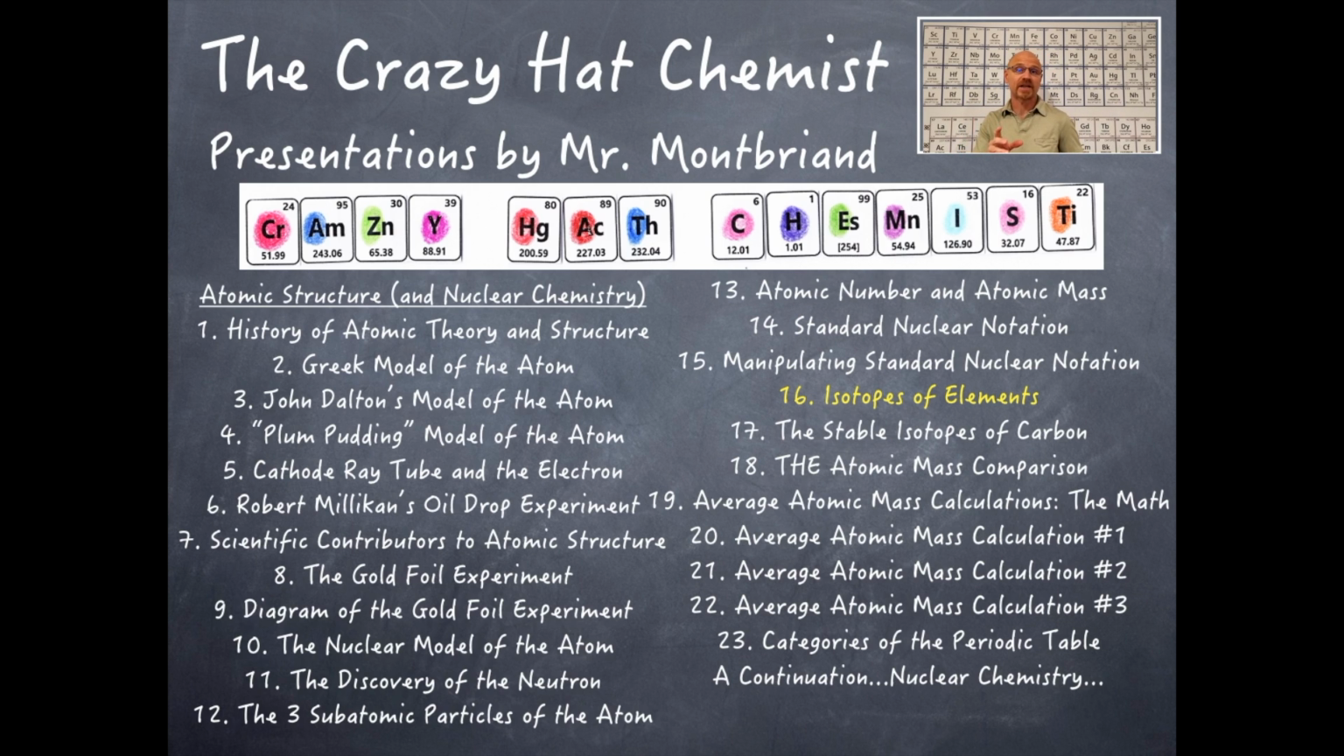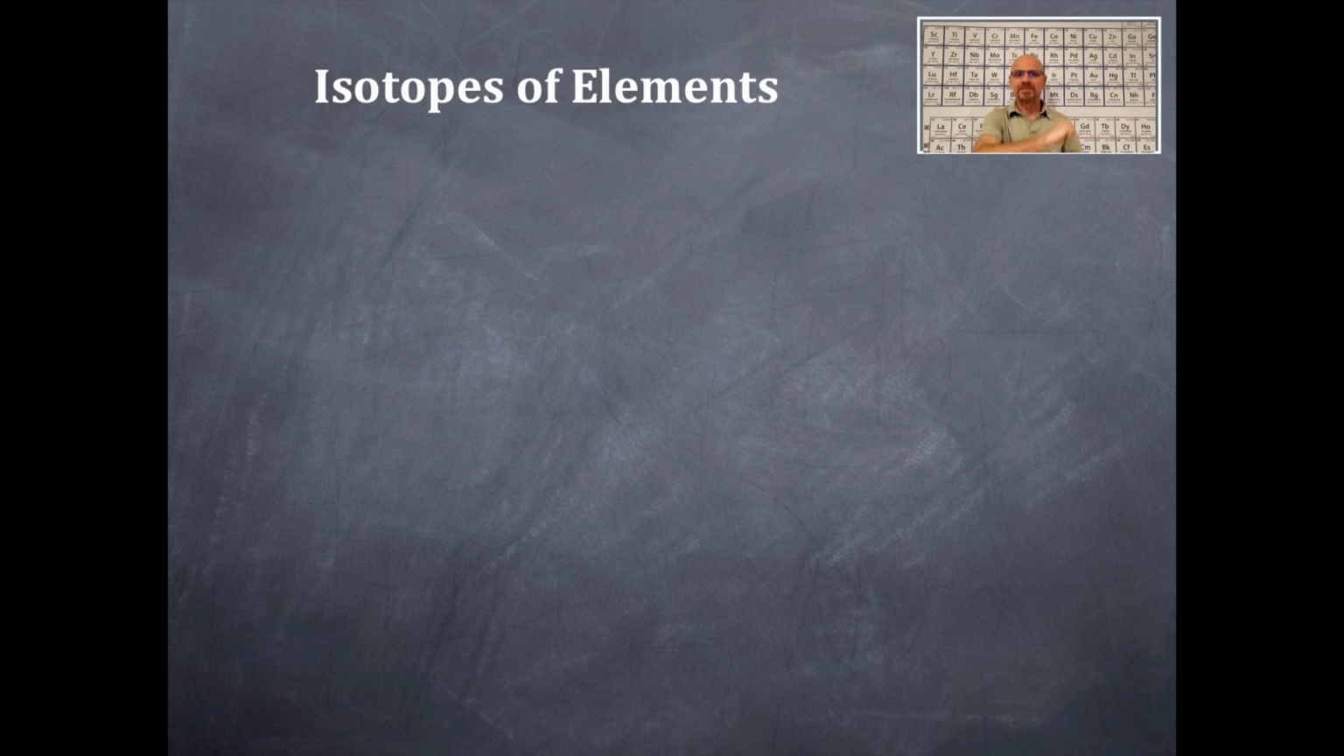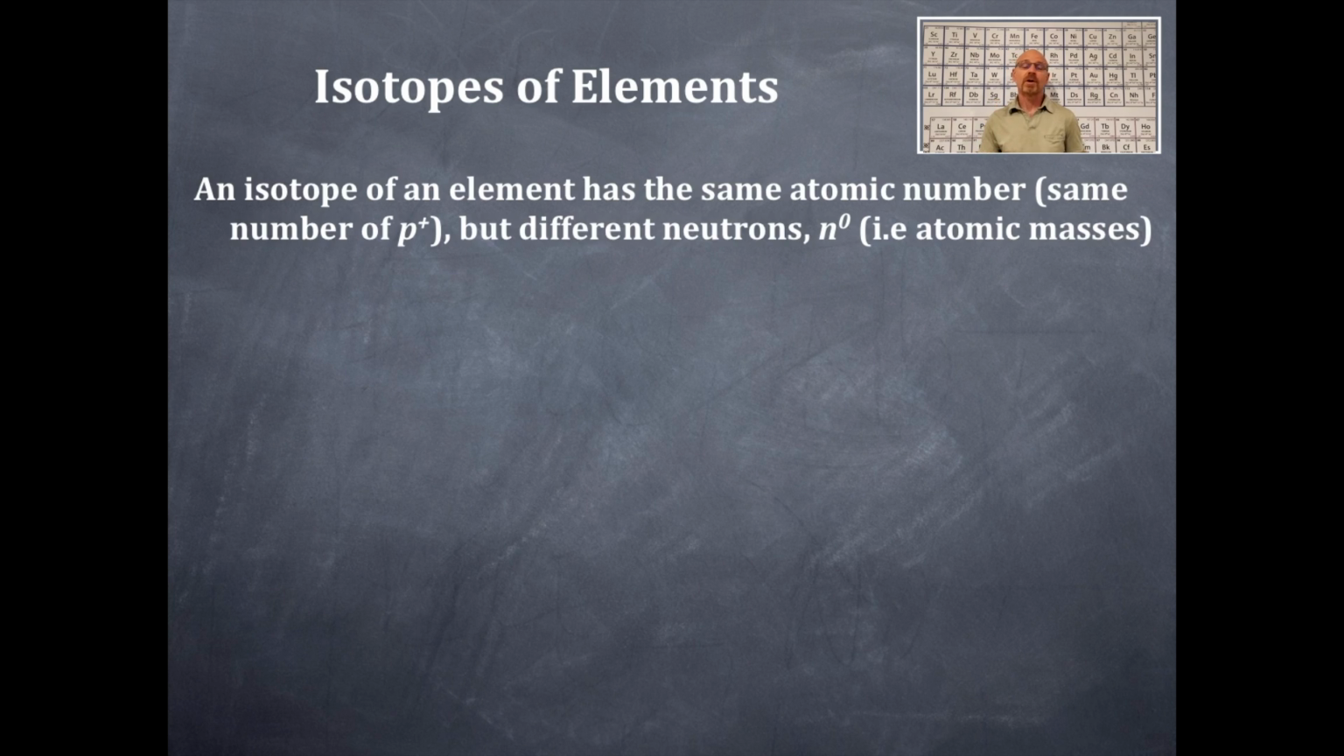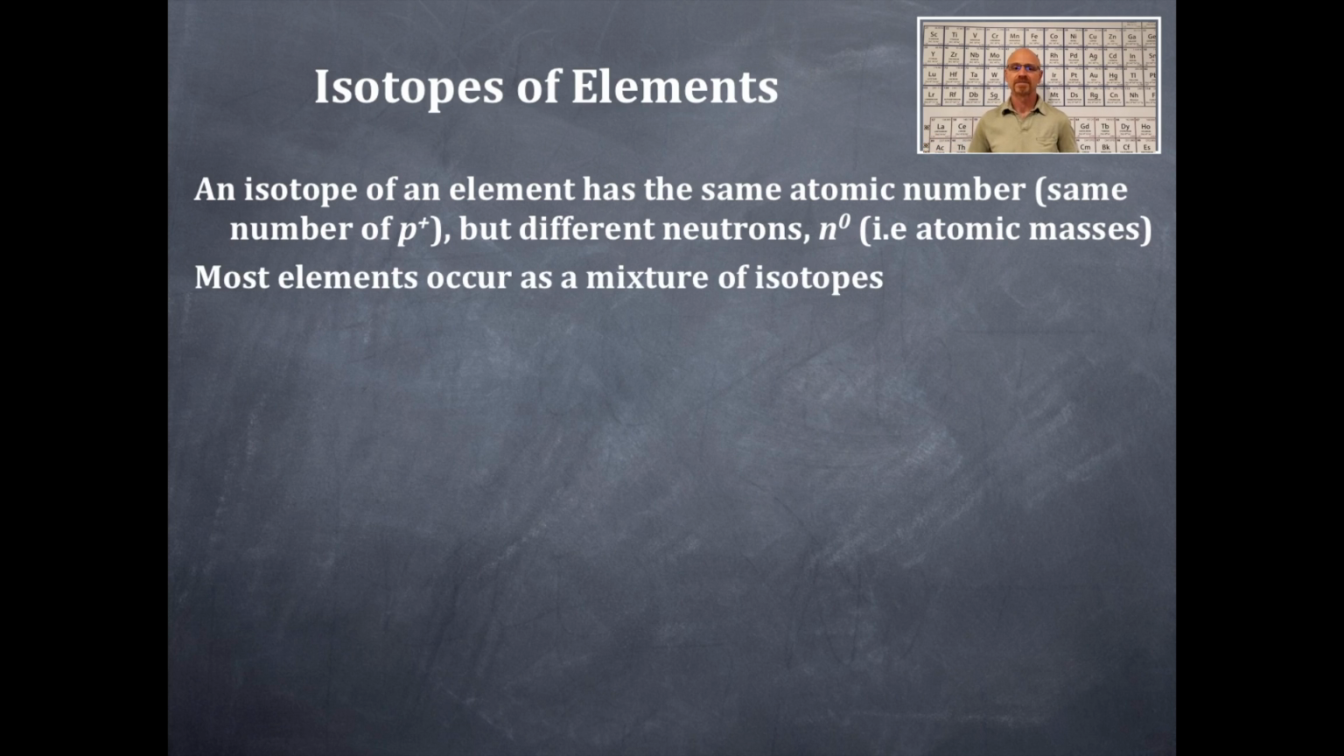Today, 16th video. We're getting close to the end on atomic structure. So today we're talking about isotopes of elements. An isotope of an element has the same atomic number, that's the same number of protons, but a different number of neutrons and therefore a different atomic mass. Most elements occur as a mixture of isotopes.